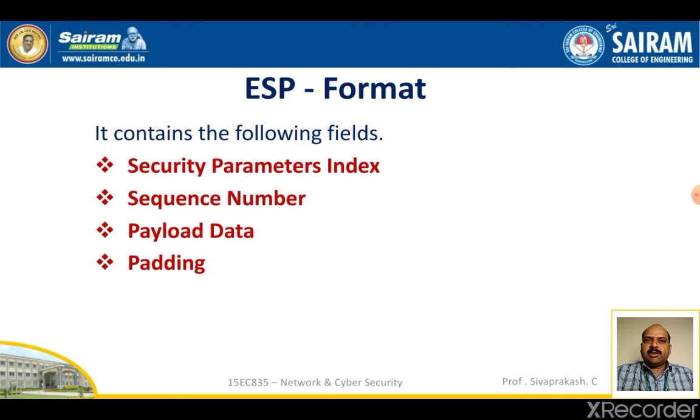Padding is used to expand the plaintext, and varies from 0 to 255 bytes. Pad length, which is 8 bits, indicates the number of pad bytes immediately preceding this field. Next header, also 8 bits, identifies the type of data contained in the payload data field by identifying the first header in the payload. For example, an extension header in IPv6 or an upper-layer protocol such as TCP.